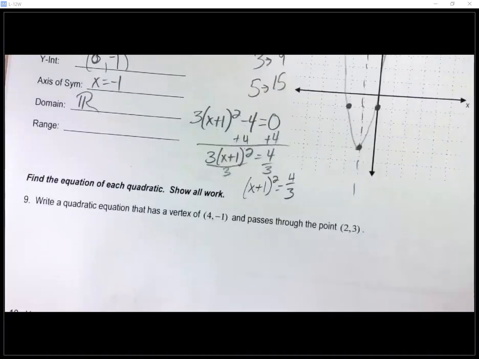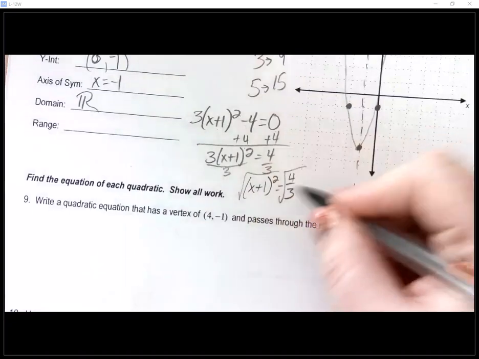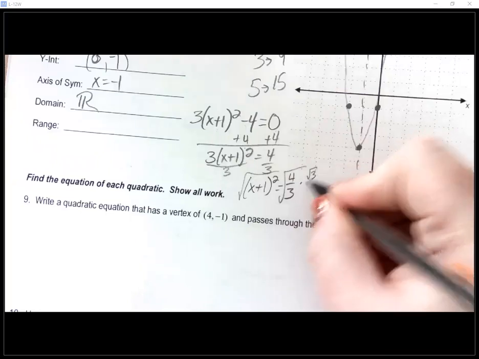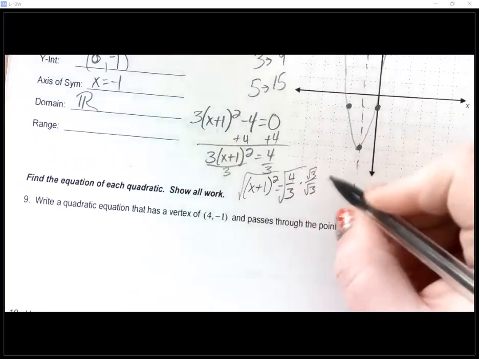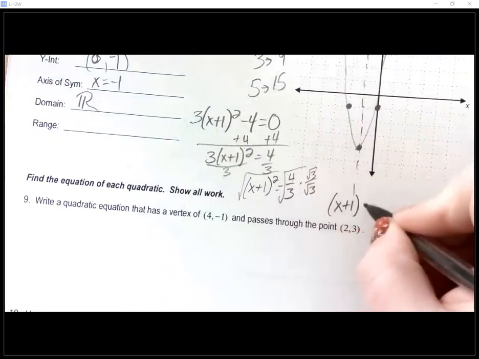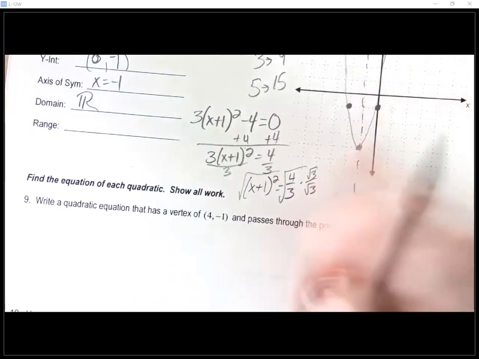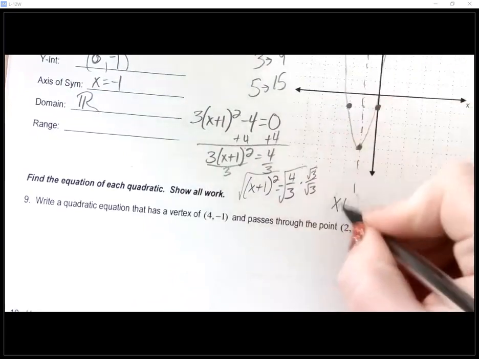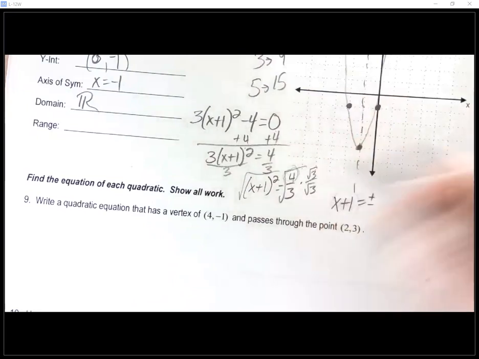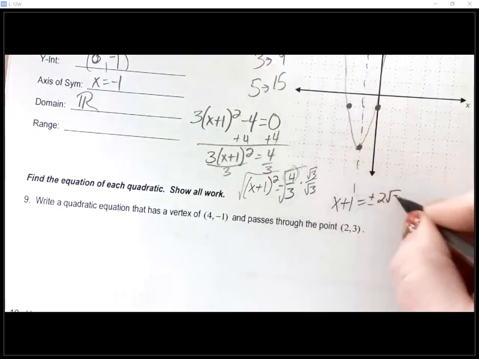I got to square root both sides. Unfortunately for me, the square root of 3 isn't nice. So remember how we fix it? You got to multiply top and bottom by square root of 3. I just have x plus 1 on the left, and then on the right, the square root of 4. First of all, I need plus minus. Square root of 4 is just 2, so I have 2 root 3 over 3.